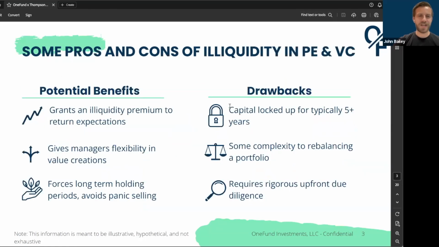Chris, I think it'd be good to chat a little bit about some of the potential benefits and drawbacks of illiquidity, but I'm curious if you have any thoughts to add when it comes to liquidity among different asset types. Yeah, I mean, I think back to different asset types.